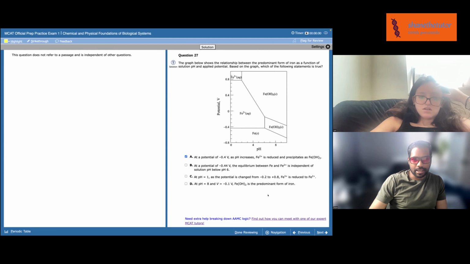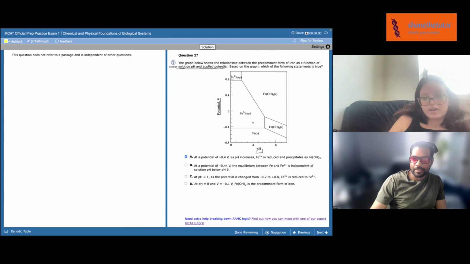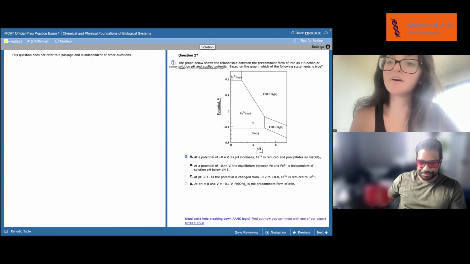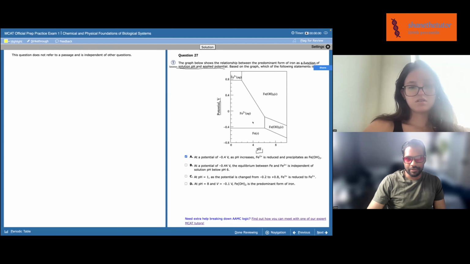No. If it says that the graph shows a relationship between the type of iron as a function of solution pH and applied potential, okay, as a function. I understand, because if you're saying it says pH but it doesn't say solution pH, then why not say it says potential but not applied potential? Okay, I get it, it's just assumed. Well, it's not even really assumed. It just tells you that the graph is a function of solution pH and applied potential.